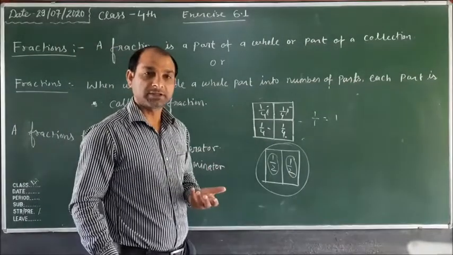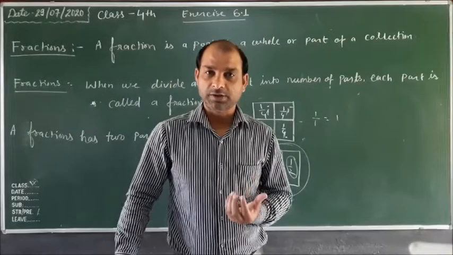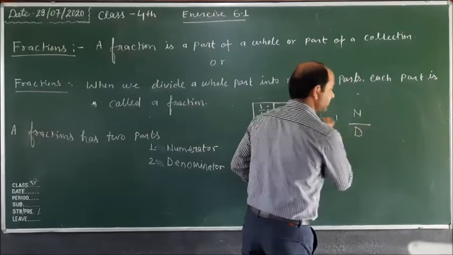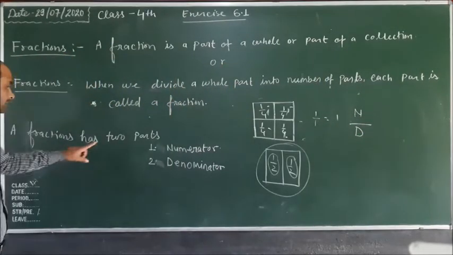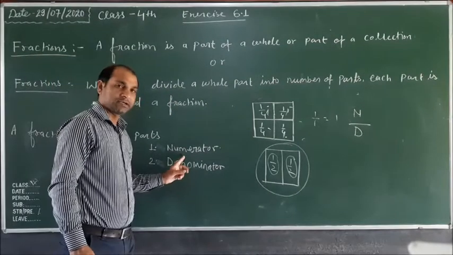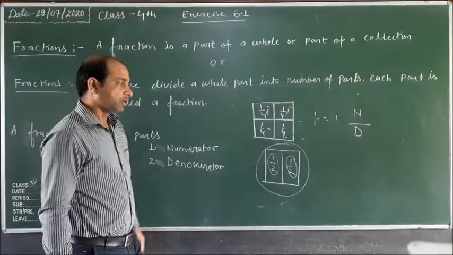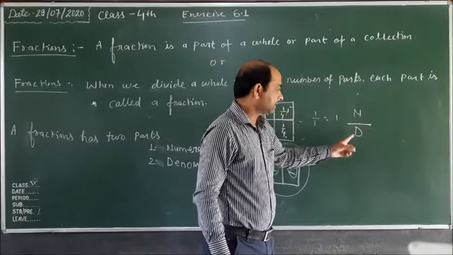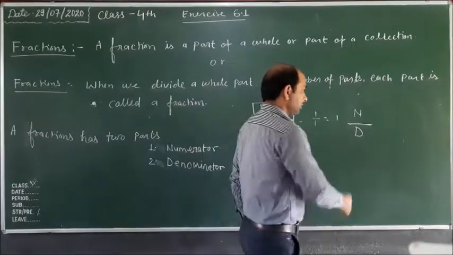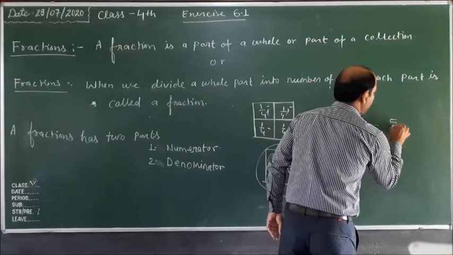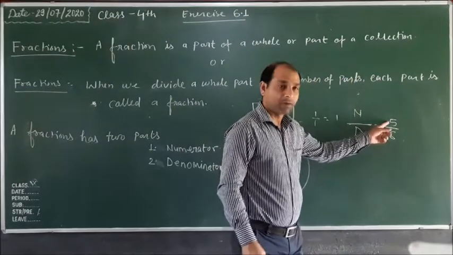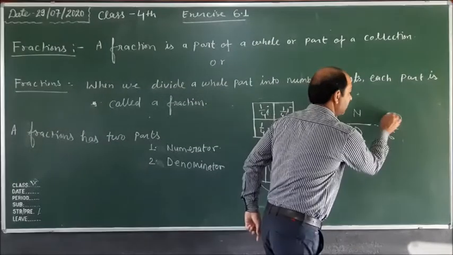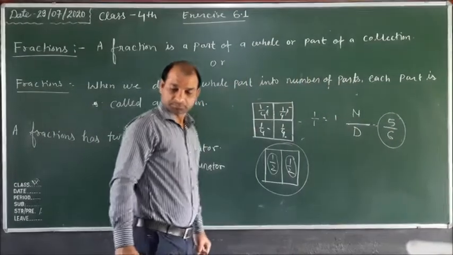One part is the numerator and the second part is the denominator. A fraction has 2 parts. The first one is the numerator and the second one is the denominator. We write numerator upon denominator. Suppose 5 upon 6. We read it as 5 upon 6 or 5 by 6. This is a fraction. Okay?